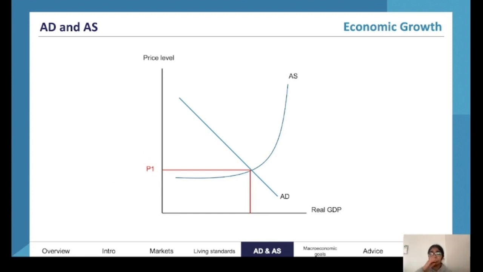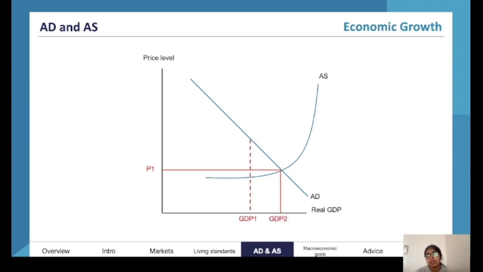So let's talk about what economic growth actually is. So economic growth is all about how real GDP is increasing over time. So are we increasing the amount that we're producing every year? So a great way to increase our economic growth is by shifting the demand curve or supply curve. And this way, the shift in both of them will improve our productive capacity, it will increase how much we produce and result in economic growth.